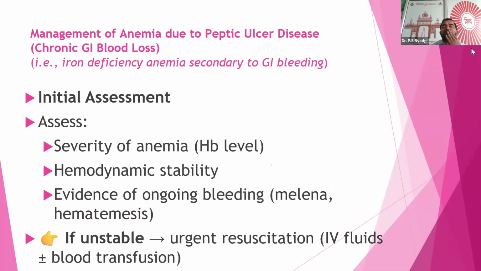Now the management of anemia. I am going to talk about the management perspective also, because until and unless you understand the management, you cannot understand the disease in total. Assess the severity of the anemia, the hemodynamic stability, and evidence of ongoing bleeding. If the patient is unstable, go for urgent resuscitation with IV fluids and blood transfusion if necessary. Otherwise, it all depends on the hemodynamic stability, the severity of the anemia, and whether there is evidence of melena.